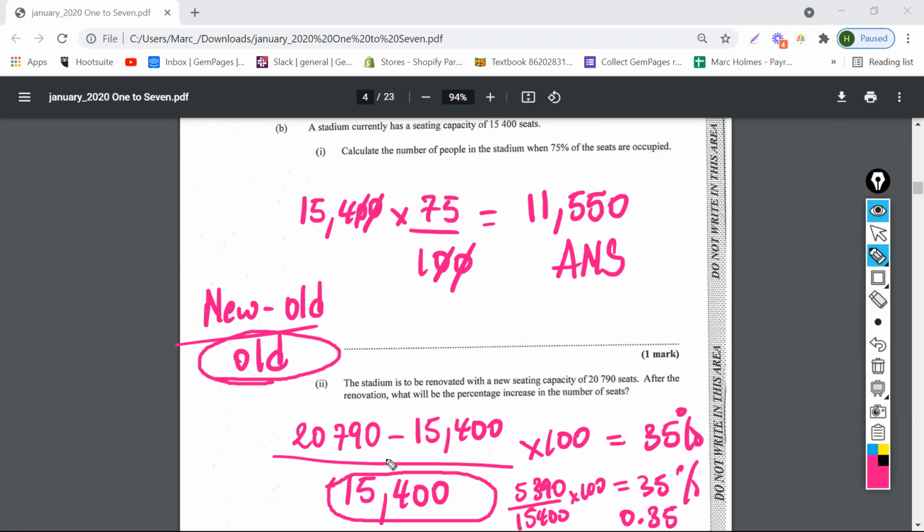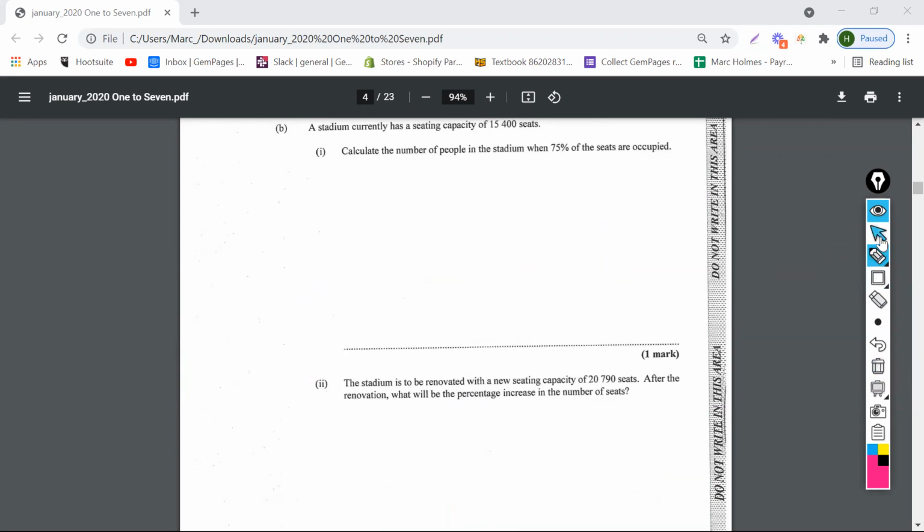Cool. So anytime you get a question like this, guys, if they ask you for the percentage increase, you have to use new minus old over old. Use that. Cool. Okay, so I think we're okay. Let's move forward.